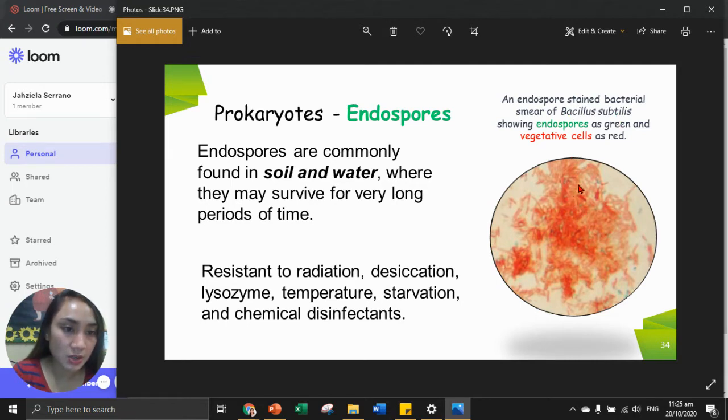So kung mapapansin nyo yung mga green dyan, it's represented as the endospores. And then yung mga red natin na color here are the vegetative cells.